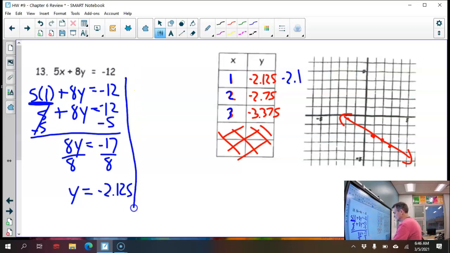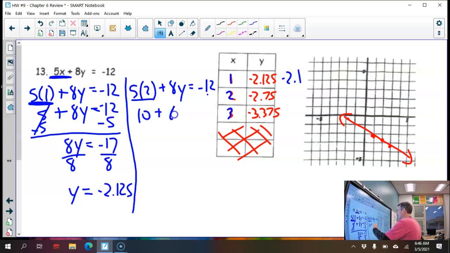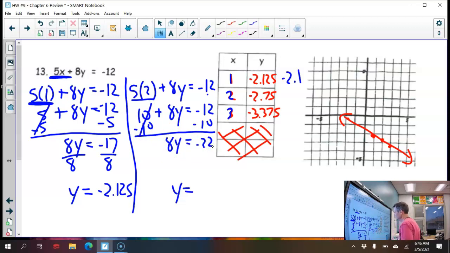Next up, I put 2 in for x. So instead of 5 times x, it would be 5 times 2 plus 8y equals -12. And I would multiply the 5 and the 2 together and get 10 plus 8y equals -12. Now I'm trying to solve for y. So I would subtract 10 from both sides, giving me 8y equals -22.